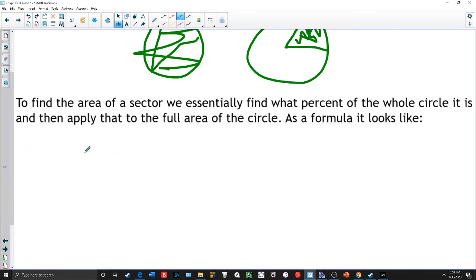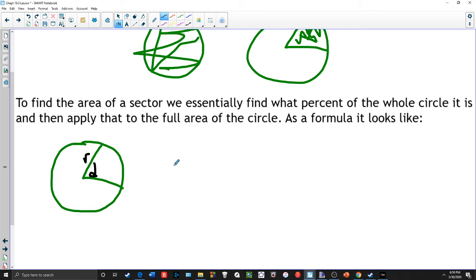So let's say we have a circle. And let's say we know the following information. Here's our sector. What we need are the degrees of the sector. We need the radius. And that's about it. If we have how big the sector is in terms of degrees and we have the radius, we can use the following formula to find the area. Now again, it's not really a formula, it's more of a proportion, but same idea, right?